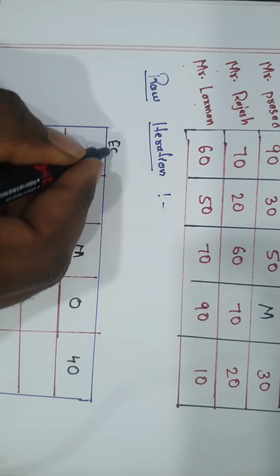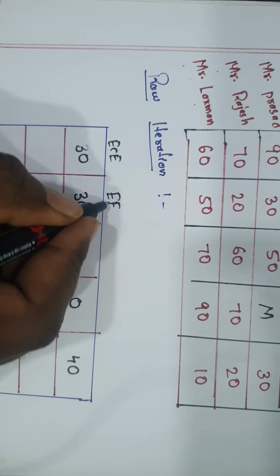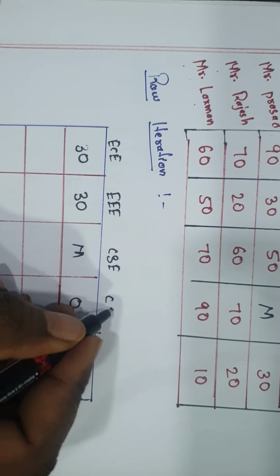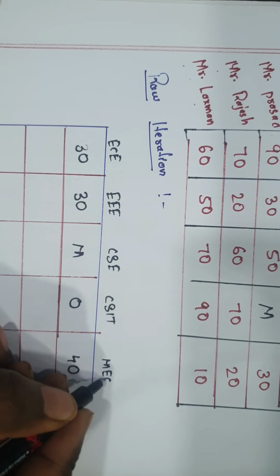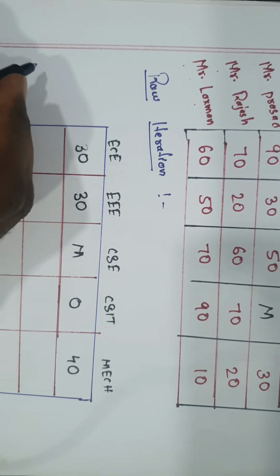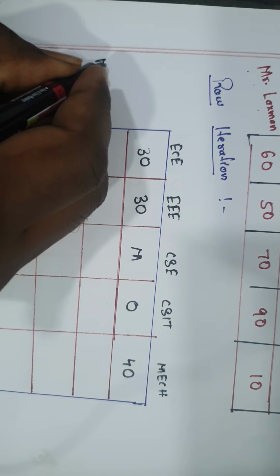So here I will write: the first one is known as ECE, then the second one is known as EEE, and the next one is known as CSE. The next one is known as CSIT, meaning IT. Then the next one is known as mechanical, MECH. And this one is Mr. What is the name of that first professor? Mr.